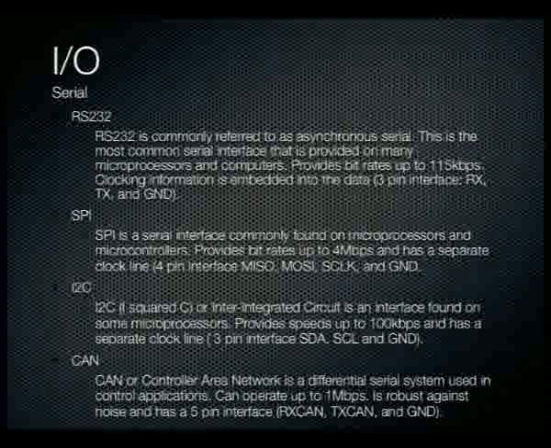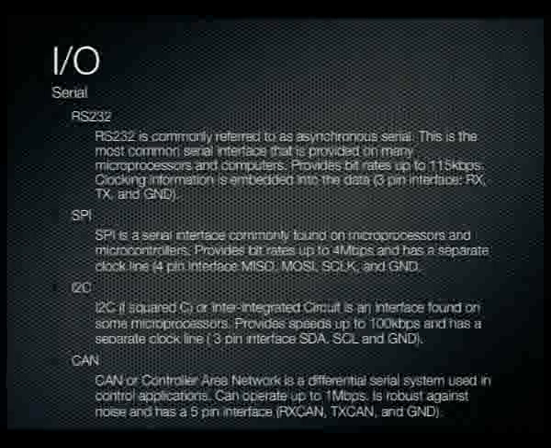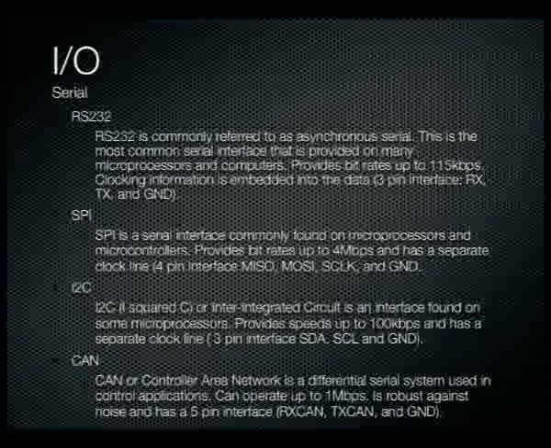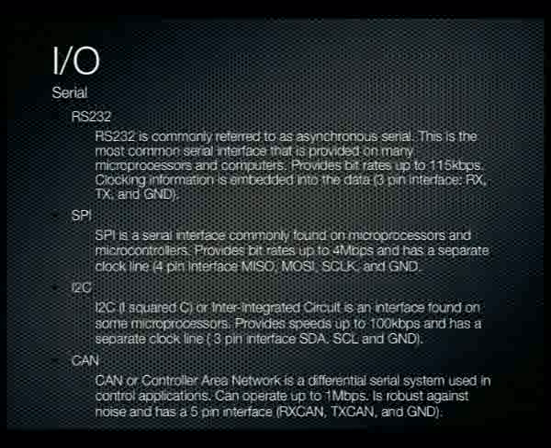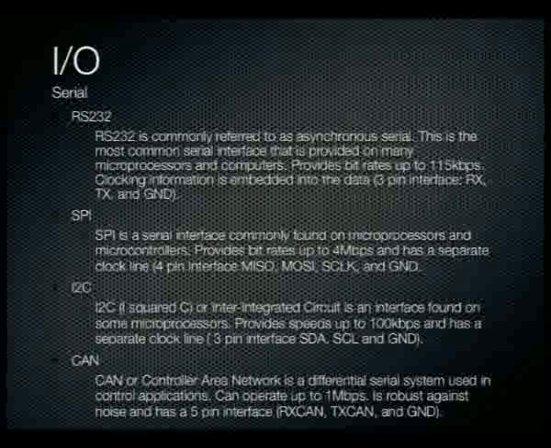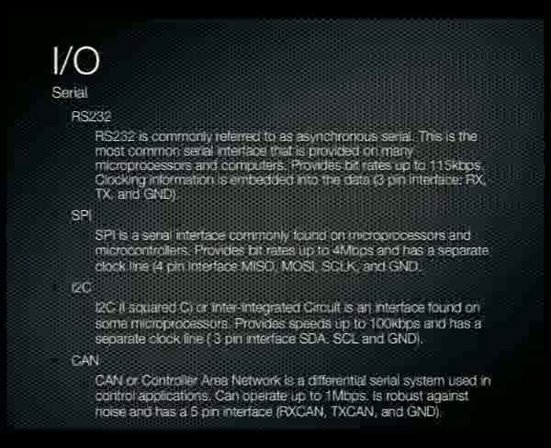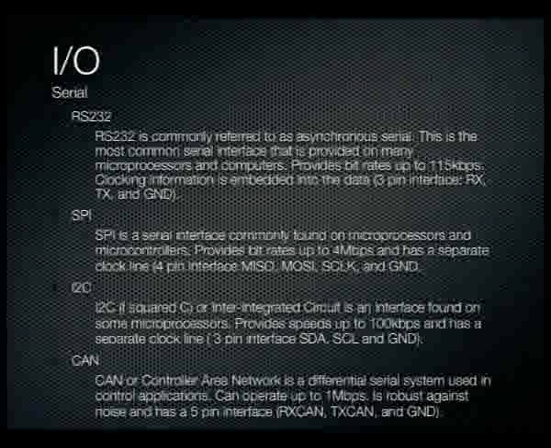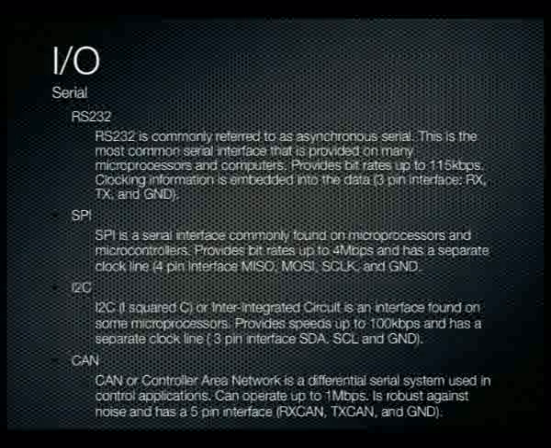Another commonly used serial subsystem is SPI. It is a serial peripheral interface commonly found on microprocessors and microcontrollers. It provides bit rates up to 4 megabits per second. It has a separate clock line, so it's generally a 4-pin interface: an input pin, master in slave out, an output pin, master out slave in, the clock line, SCLK, and ground. Using that 4-pin interface, we can hook it up to any sort of SPI-enabled component.